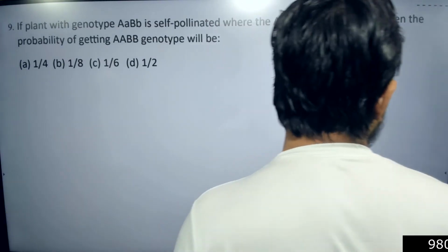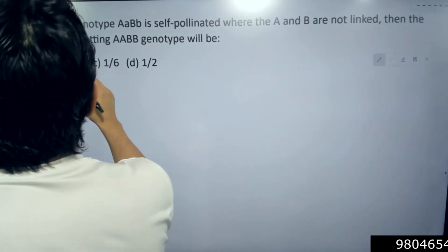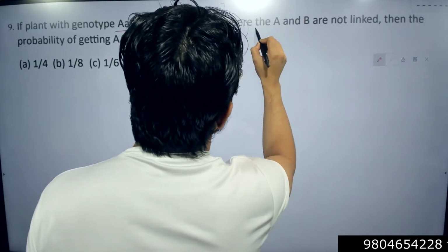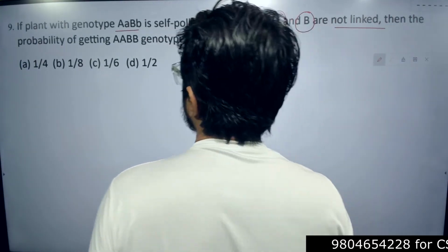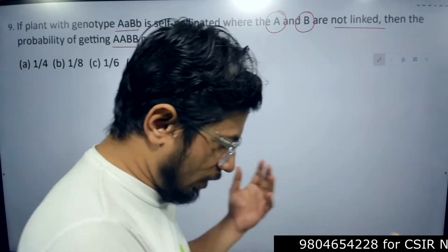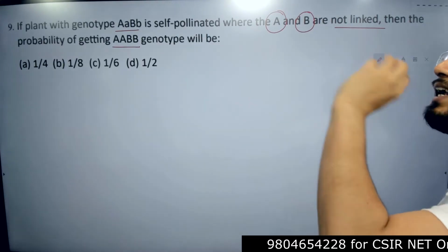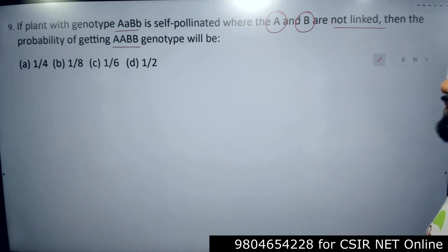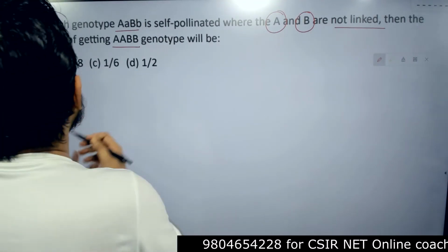Now the last question here, and in this question again another probability problem. If a plant with genotype capital A small a, capital B small b is self-pollinated, where capital A and capital B are not linked, then the probability of getting A, B genotype, all capital, will be? So this is a very easy question, it should have been provided earlier, because we have discussed complicated problems earlier, and now we are into a smaller and simpler problem. This simpler problem is very straightforward.